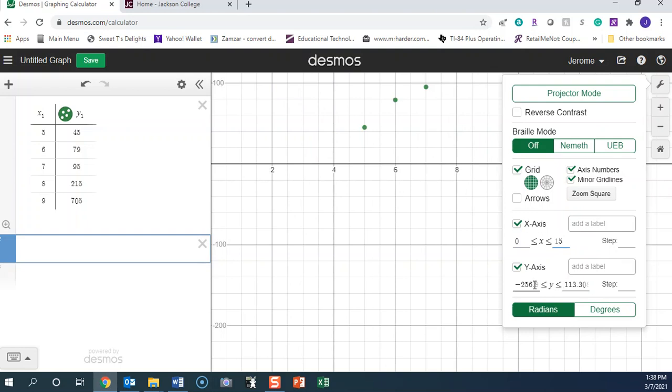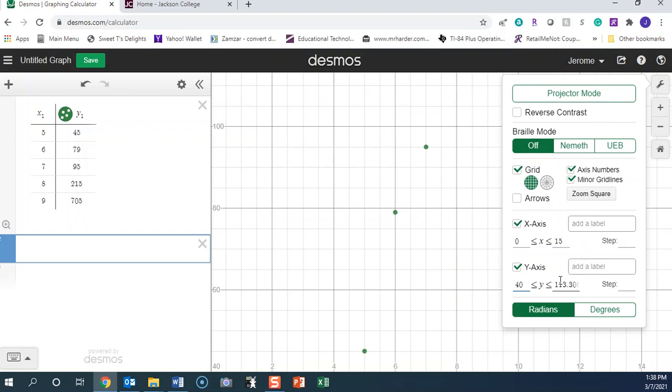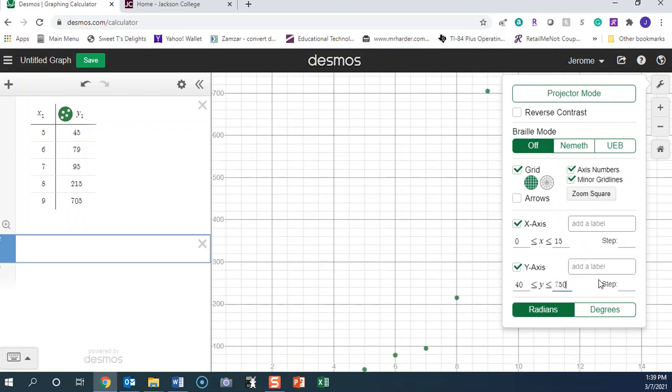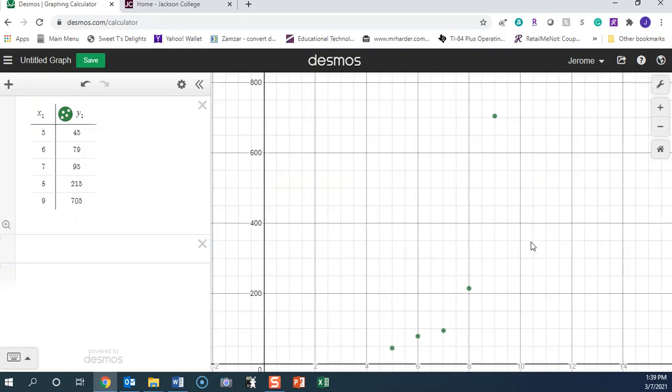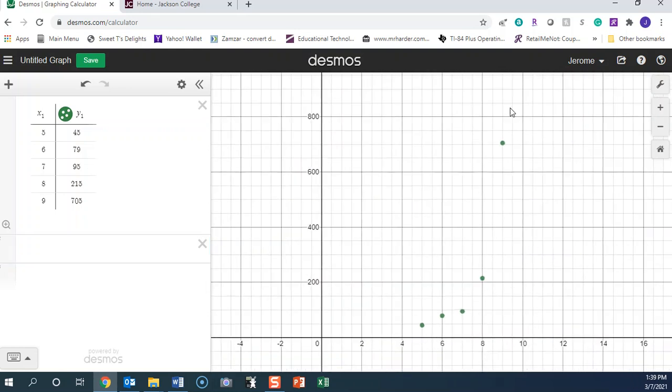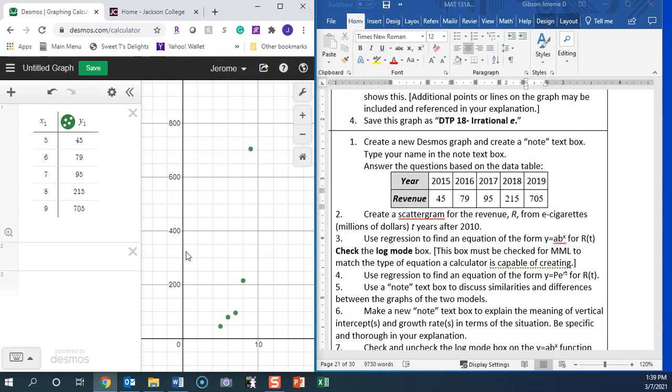Then we could go to our y-axis. You notice our lowest y value is 45. So what we could do, we could go to 40 as our lowest value. And our highest value is 705. So let's make it 750. Okay, now that we did that, now we can really see the scattergram here. Okay, now we have our scattergram showing. This is good. We can see it here now.